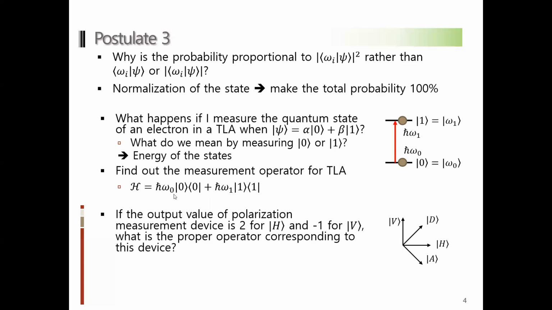Well, it is quite simple and straightforward. If you remember how we constructed this operator, then the corresponding measurement device will look like this one. It is just multiplying the measurement value 2 to the projection operator for the horizontally polarized vector, and also multiplying -1 to the projection operator for the vertically polarized vector.